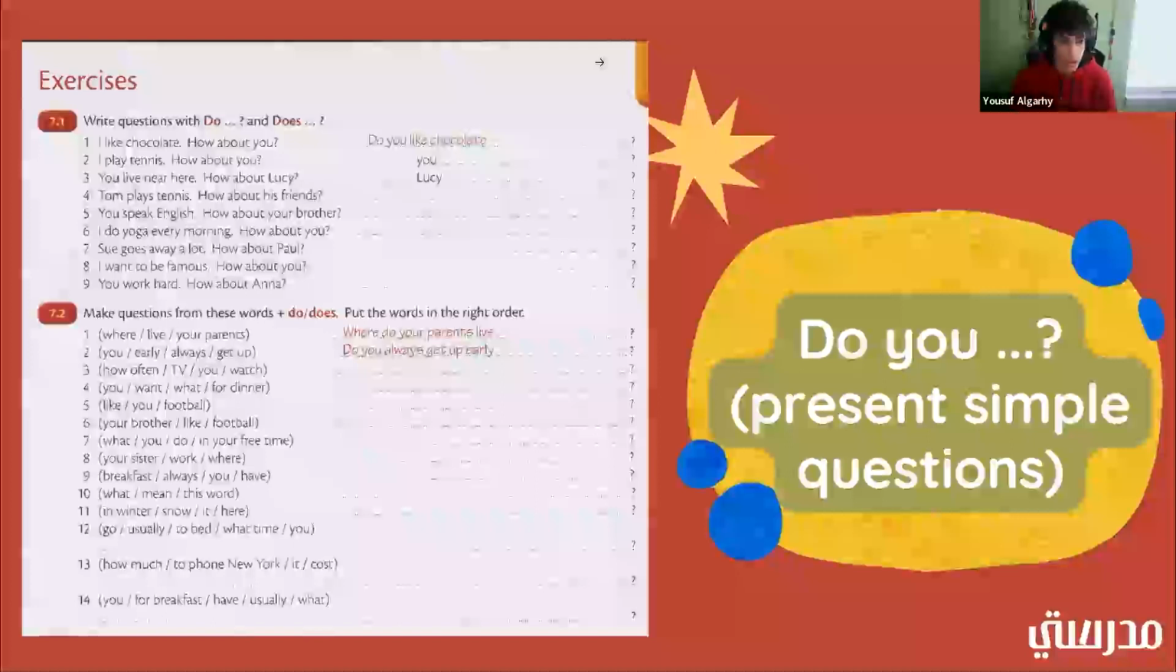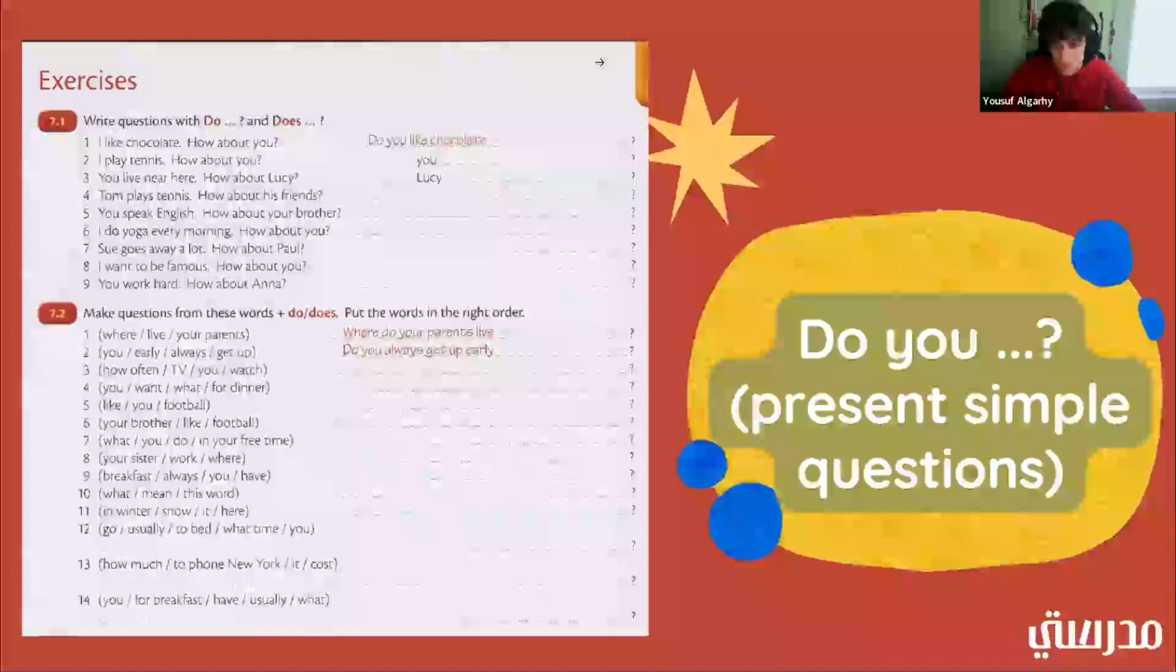12, go usually to bed? What time you? What time do you usually go to bed? Good. 13. How much to phone New York it costs? That would be how much does it cost to phone New York? And then 14. You for breakfast have usually what? What do you usually have for breakfast?